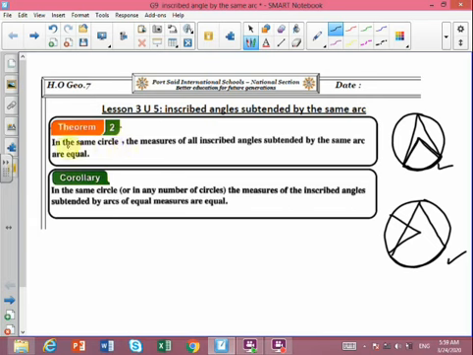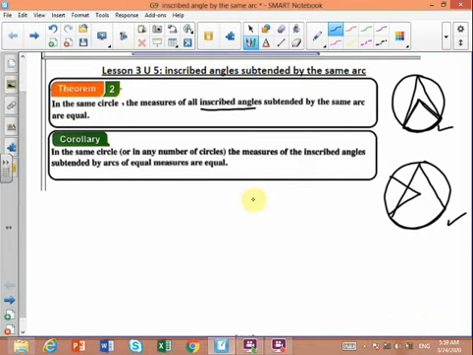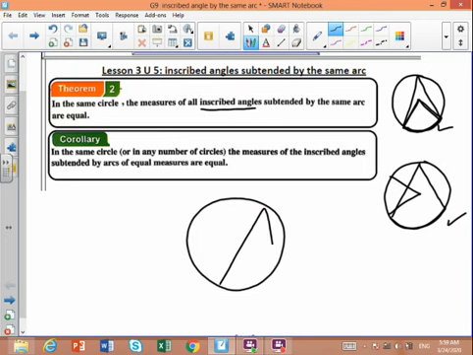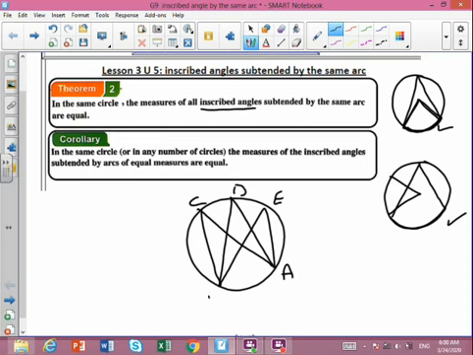Our theorem says in the same circle the measures of all inscribed angles suspended by the same arc are equal. And that's why, because if I have a circle like this one, and I have many inscribed angles, like this angle, and this is another angle, and this is another angle. For example, there are three angles. If I call them E, D, C, and the arc endpoints A and B.